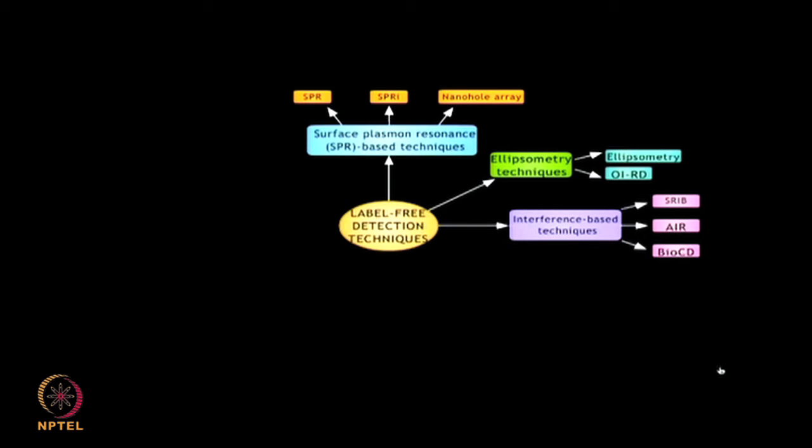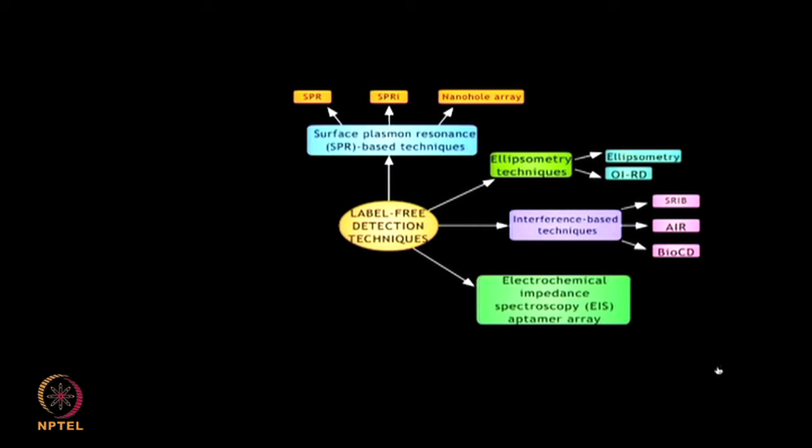AIR, arrayed imaging reflectometry, the destructive interference of polarized light reflected from silicon substrate is captured and used for detection. Third, BioCD, biological compact disc. The local interferometry means the transformation of phase difference of wavefronts into observable interference fringes used for detection of protein capture.